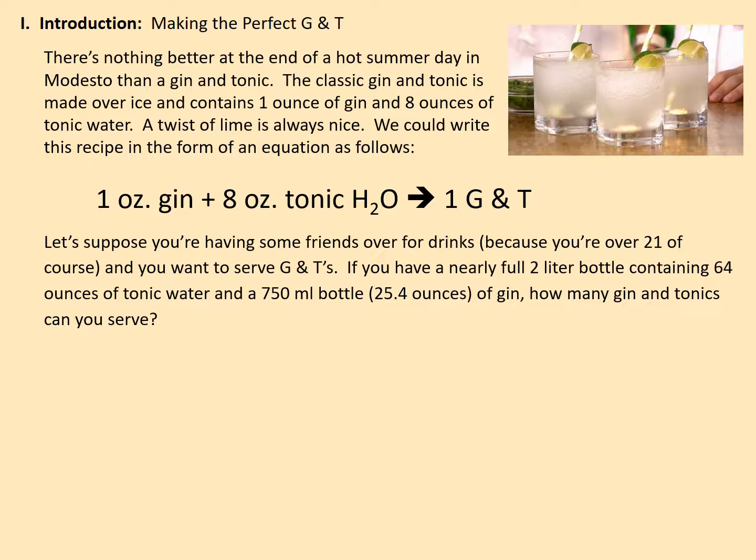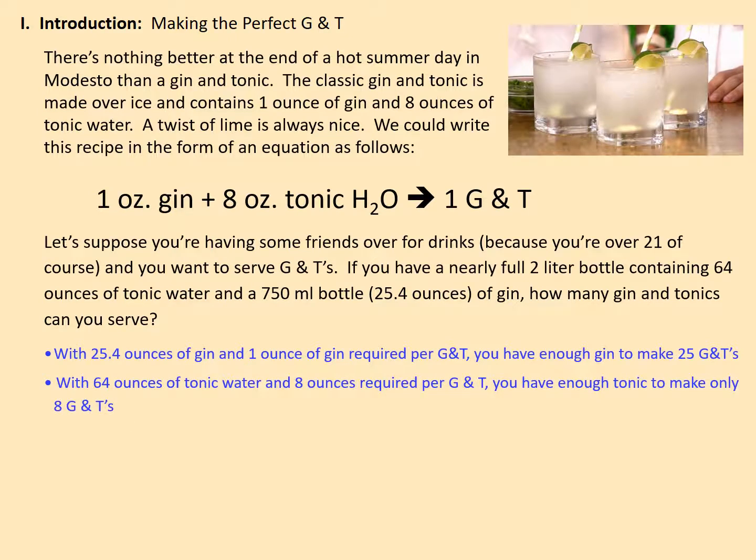Well, let's think about this. With 25.4 ounces of gin and only 1 ounce of gin required per gin and tonic, you have enough gin to make 25 gin and tonics. If we turn our attention now to the tonic water, we see that with 64 ounces of tonic water, but with 8 ounces required per gin and tonic, you would have only enough tonic water to make 8 gin and tonics. So you see that the total number of gin and tonics you can serve is limited by the amount of tonic water you have.